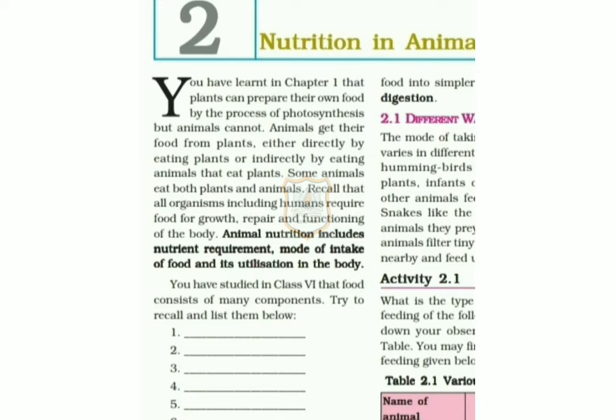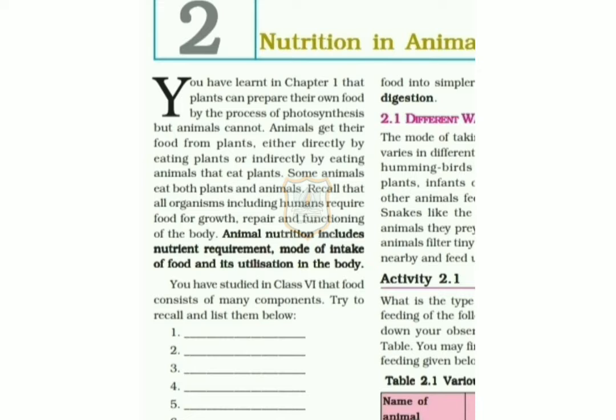Students, you have learned in chapter 1 that plants can prepare their own food by the process of photosynthesis, but animals cannot. Animals get their food from plants either directly by eating plants or indirectly by eating animals that eat plants. Some animals eat both plants and animals. Recall that all organisms, including humans, require food for growth, repair, and functioning of the body. Animal nutrition includes nutrient requirement, mode of intake of food, and its utilization in the body.